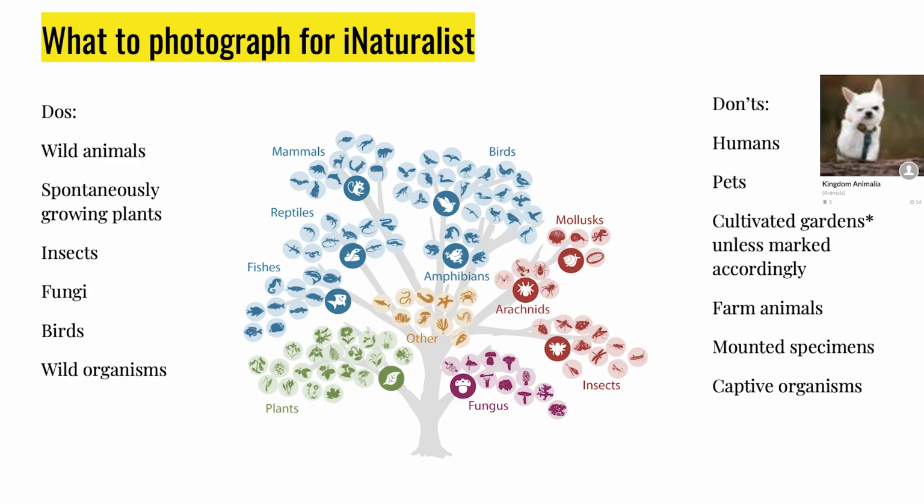Don'ts: humans. Don't take pictures of your kids. Pets, don't take pictures of your cats or dogs. I suppose if a cat is wild, like a feral cat, that would be legit. Don't take pictures of cultivated gardens unless marked accordingly. So there is a way on the page of your observation to mark not wild, and that will show that it's a cultivated plant or something like that.